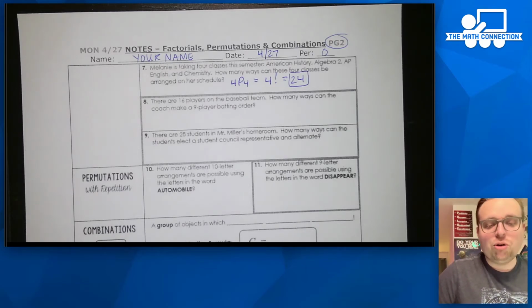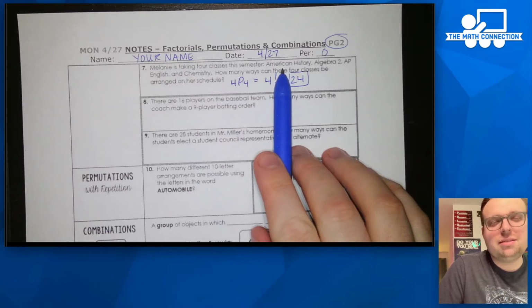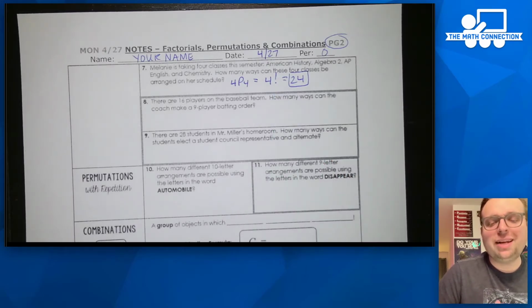I know this is a permutation because when I'm reading the information about this, it is clear to me that it doesn't make sense that there would be any repeats. Like, you wouldn't have American history in multiple places on the schedule. You'd only have it one time, okay?